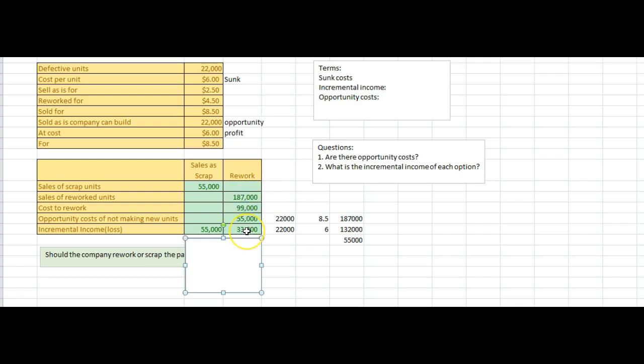So what do we have going on here? If we rework, we're only going to have an incremental income of $33,000. If I sell it for scrap right now, I'm going to have an income of $55,000. So which way would you go? That's a $22,000 gain just by selling it. Plus, then you're going to be able to take off and get some new parts coming on. So that's kind of how you go back and forth. Remember, sunk costs are not considered in the scrap, and the opportunity costs are profits that you give up to do one option or the other.